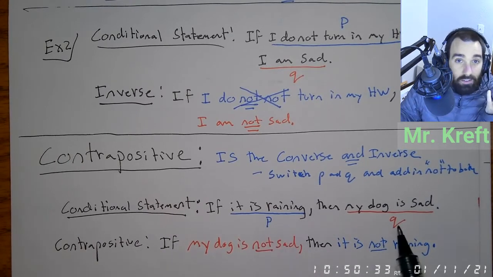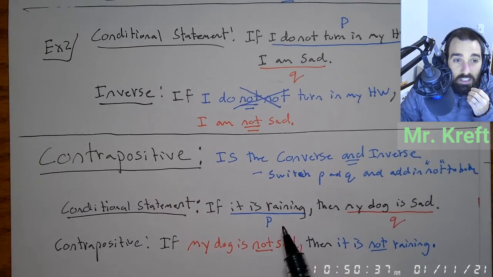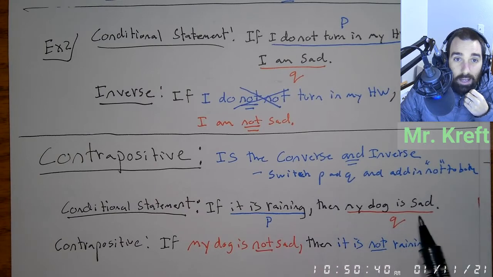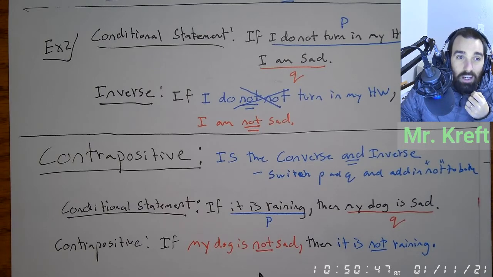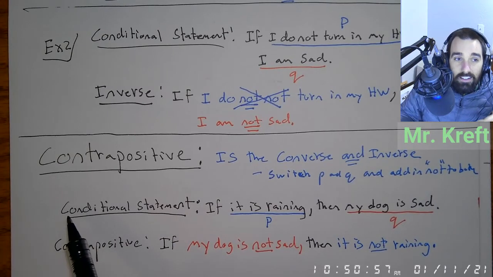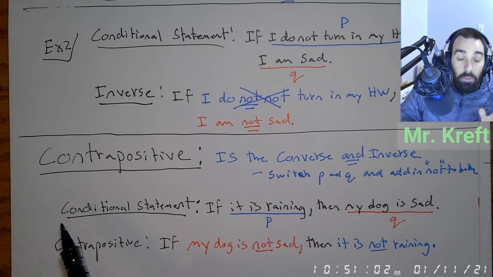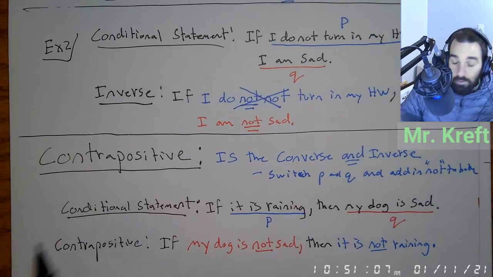So if it's true that it's raining, then my dog is sad. Then if my dog is not sad, then it can't be raining, right? I know some of you are like, that doesn't make sense, but again, we're just robots. So in a robot world, the contrapositive is always the same validity as the conditional statement. You're not going to have to know that this semester, but if you go on in life, that's important to remember. These two are always going to be tied together.